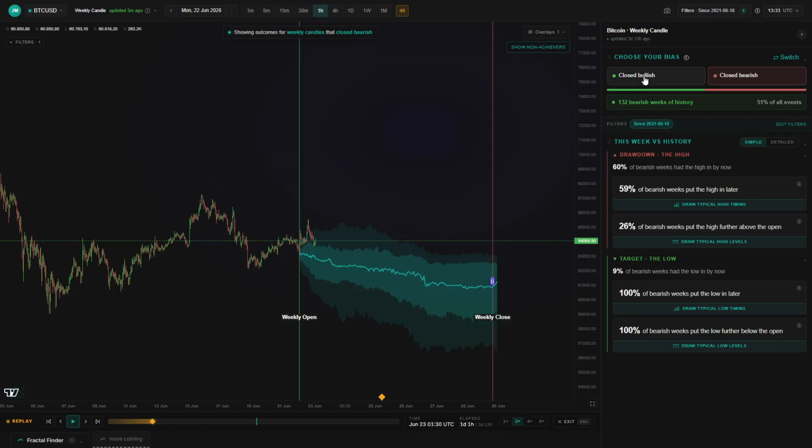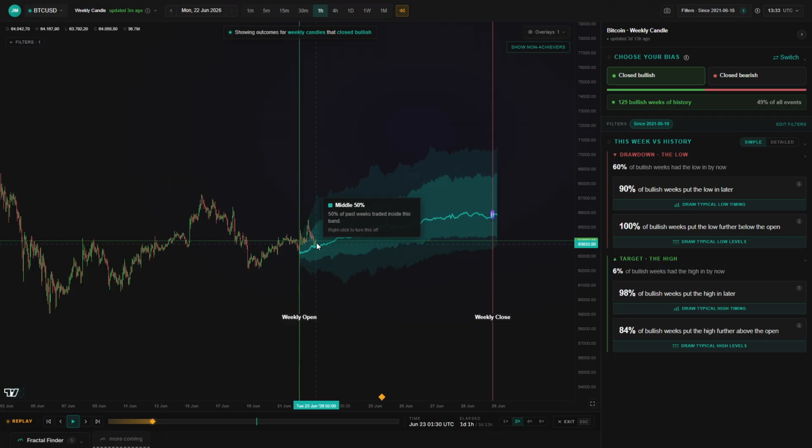If we would click on closed bullish at this moment in time, we would see that the price was trading around the median level of this bullish distribution band. Okay, so at this moment in time, in my opinion, there is not a confirmed bearish bias yet, and in my opinion, you cannot look for shorts just yet.